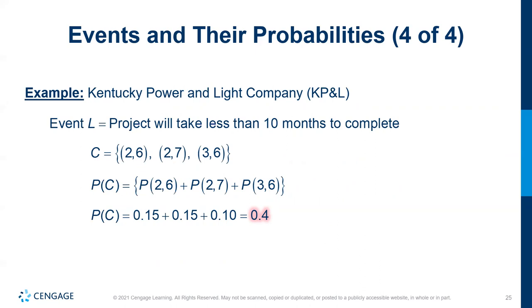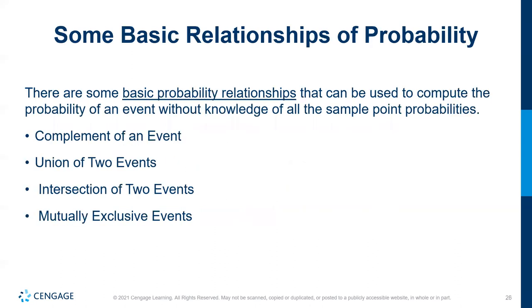So the probability that it's less than 10 months is 40%. So if you're the boss and you're like, oh, 10 or less, 70%, I feel good about that. But less than 10, 40%, I don't want to make any real big guesses based on that.